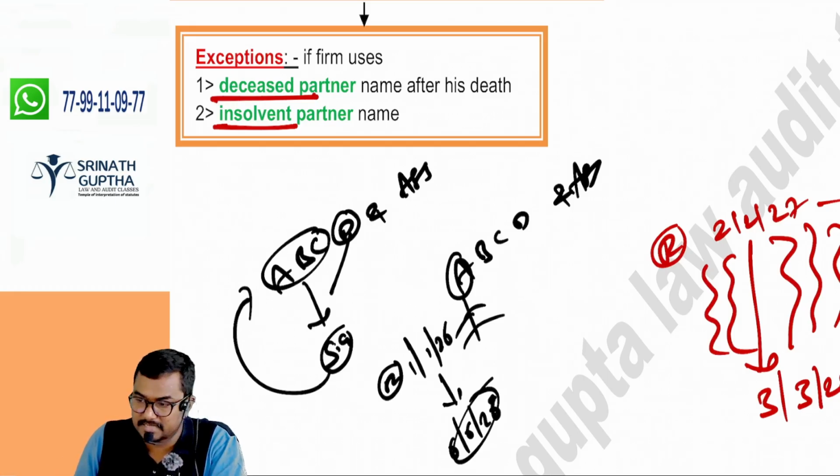Because if a person dies, everyone will discuss about him. Obviously, if a partner becomes insolvent, people know that because others are suffering. Everyone will discuss that. Legal notice is not required.